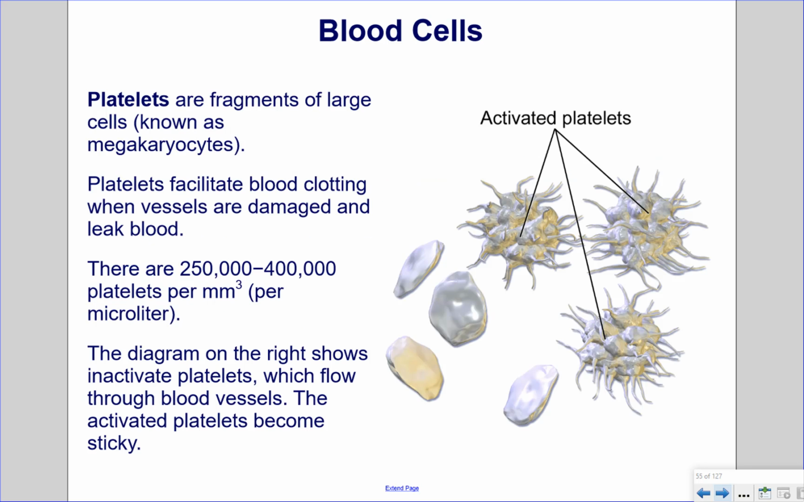Blood cells. Platelets are fragments of large cells known as megakaryocytes. Platelets facilitate blood clotting when vessels are damaged and leak blood. There are 250,000 to 400,000 platelets per millimeter cubed, or per microliter. The diagram on the right shows inactive platelets, which flow through blood vessels. The activated platelets become sticky. These activated platelets will bind to a tear in the blood vessel wall, allowing clotting to happen.